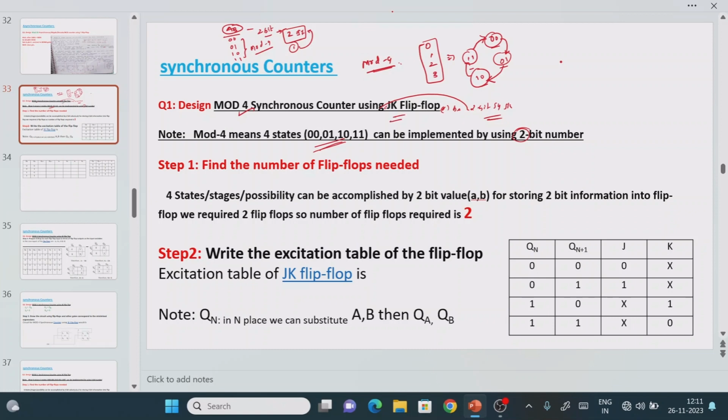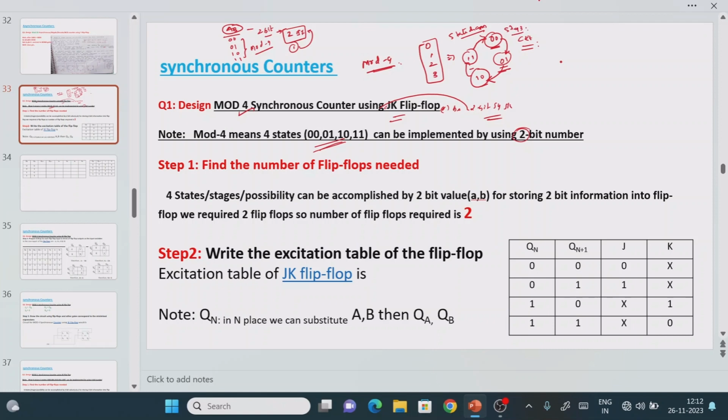Once it is done, the next step is we need to draw the state diagram. State diagram means how the transition will happen from one state to another state after applying the clock pulse. Once that is completed, now we'll try to draw the circuit diagram representation. So step 3 is that we are going to write the circuit diagram representation.